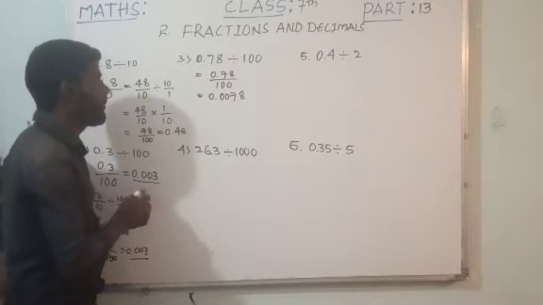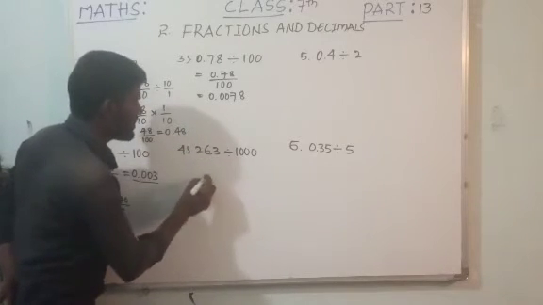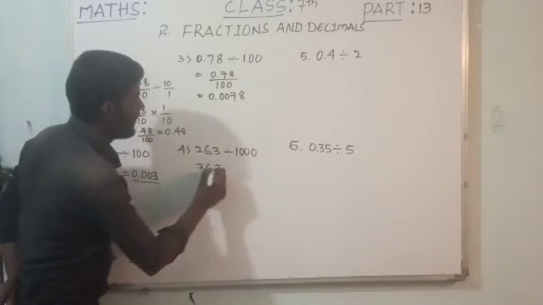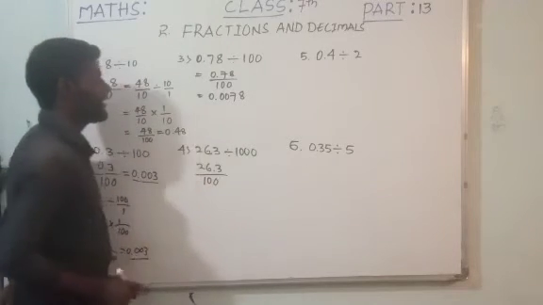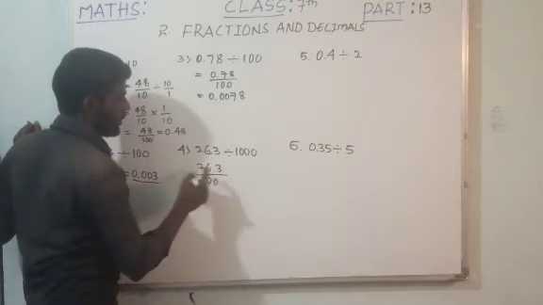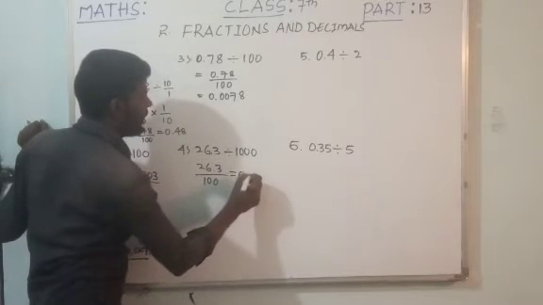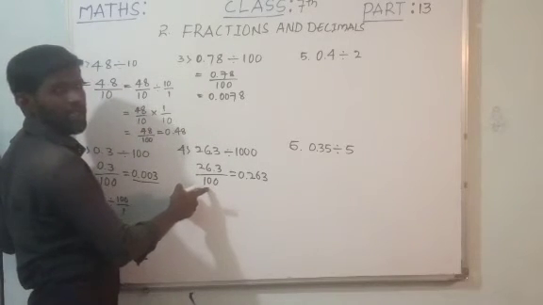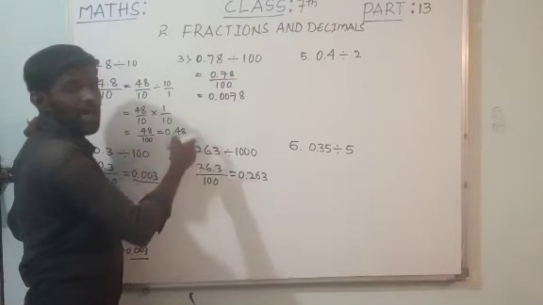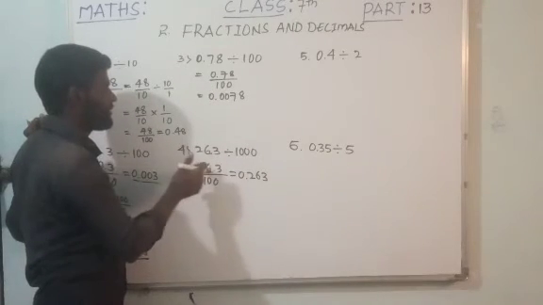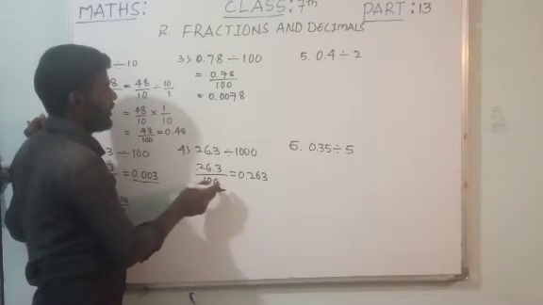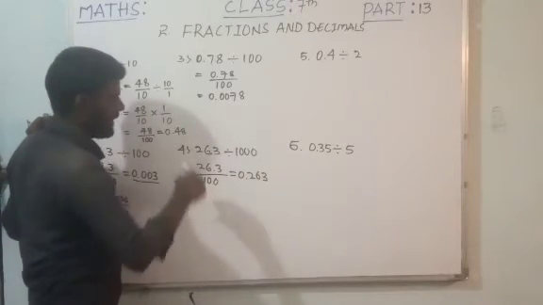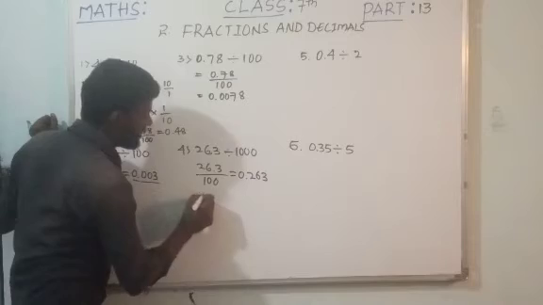Then example 4, 26.3 divided by 100. The answer I will show directly. 26.3 divided by 100, 1 2, 1 2. Its answer is, dear children, 0.263, because how many zeros are there in the denominator? 2 zeros are there. In the numerator, that many places from the left side, 1 2. Its answer is 0.263. Yes, this is the answer.